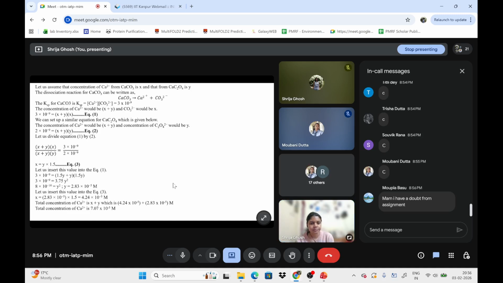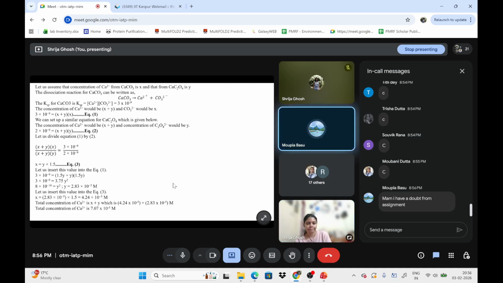Ma'am, there was this question that the KSP value of Gd(OH)3 is 2.8 into 10 to the power minus 23. The pH at which Gd(OH)3 begins to precipitate is... Here I have calculated using the KSP value. The S is coming to be 1 into 10 to the power minus 6 molar. Now ma'am, for OH minus ion, should it be 3 into 10 to the power minus 6 molar? Because it is 3s, so it is a bit confusing.